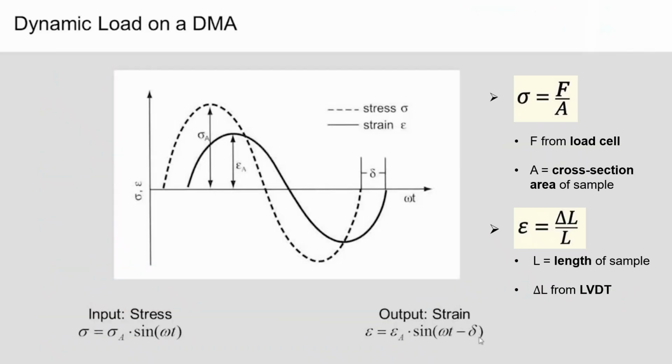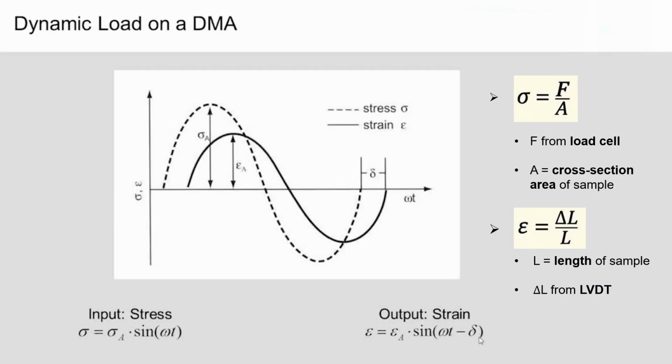This diagram shows how the DMA really measures those three parameters. It first measures the stress and the strain from the load cell and the LVDT. First, to obtain the stress, the stress formula is force over area.